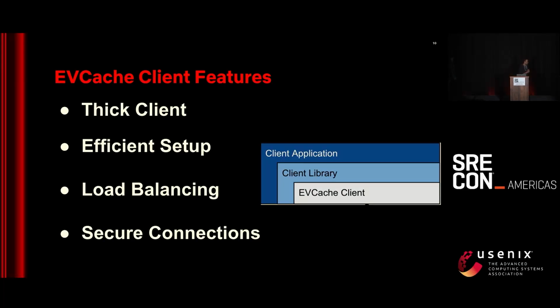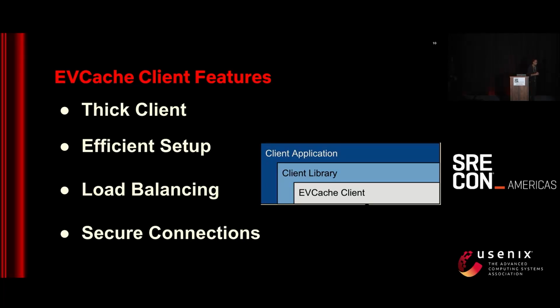So let's get started. What is the EV Cache client? It's an open source library. It's available on GitHub. If you haven't, please check it out. The EV Cache client enables you to fetch or set data to the EV Cache servers. The EV Cache servers here are a set of memcached nodes. So what are the most important features of the EV Cache client?